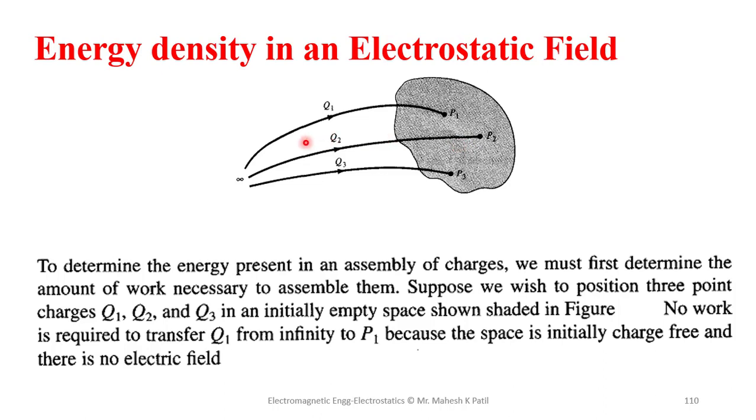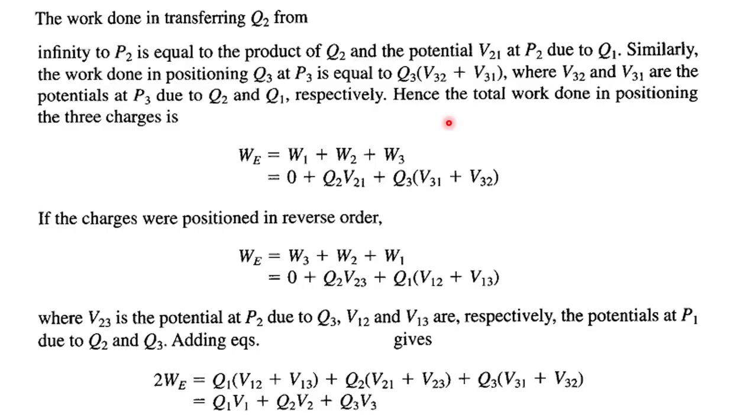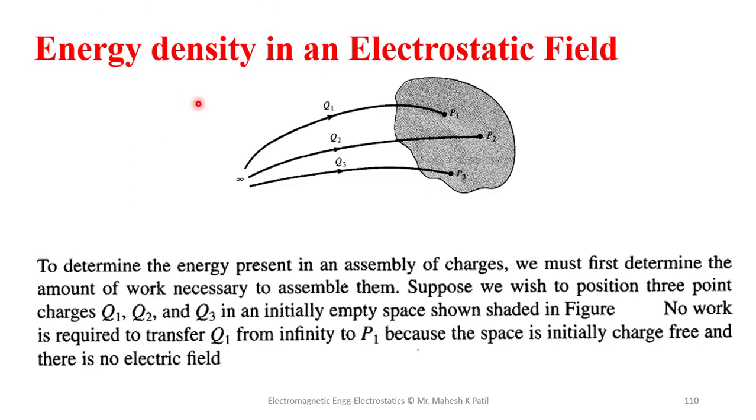Initially no work is required to transfer Q1 from the infinite position to, let this position be P1, because initially it is a charge-free region. Therefore Q1 is moved from infinity to position P1. So the work done here is 0. Clear?